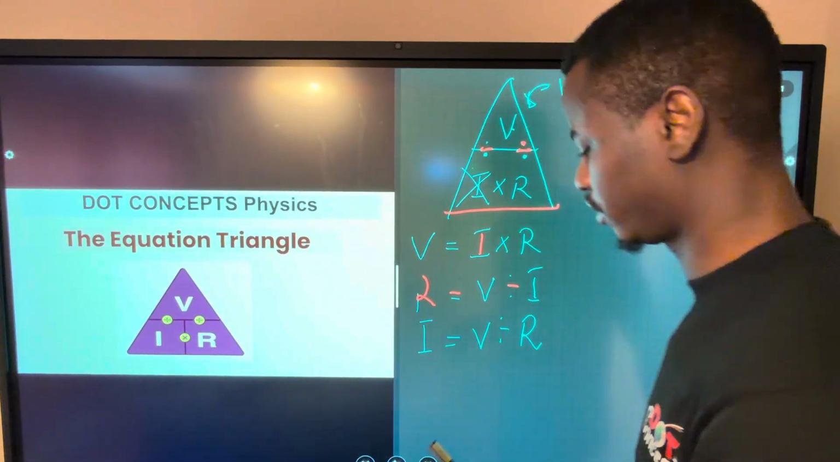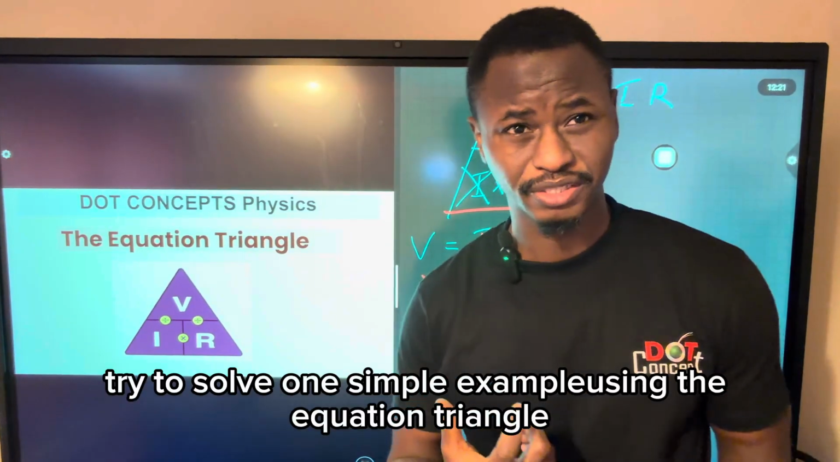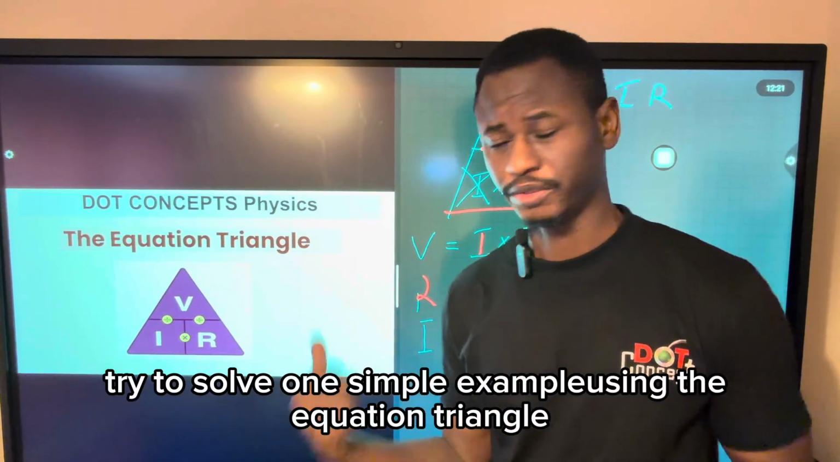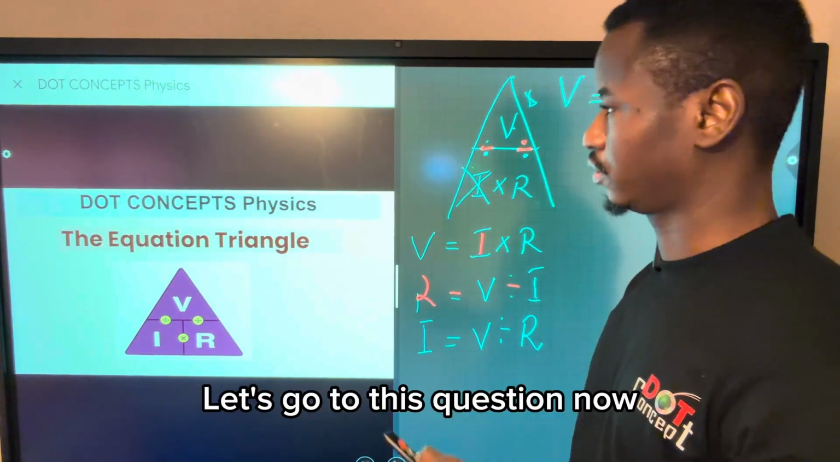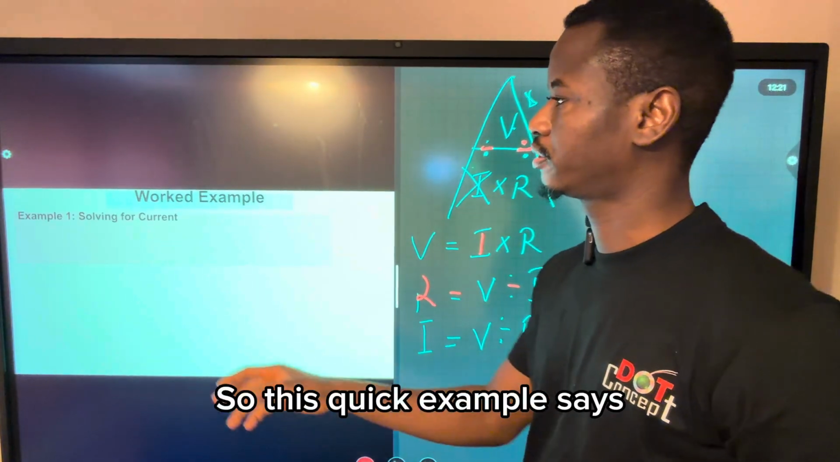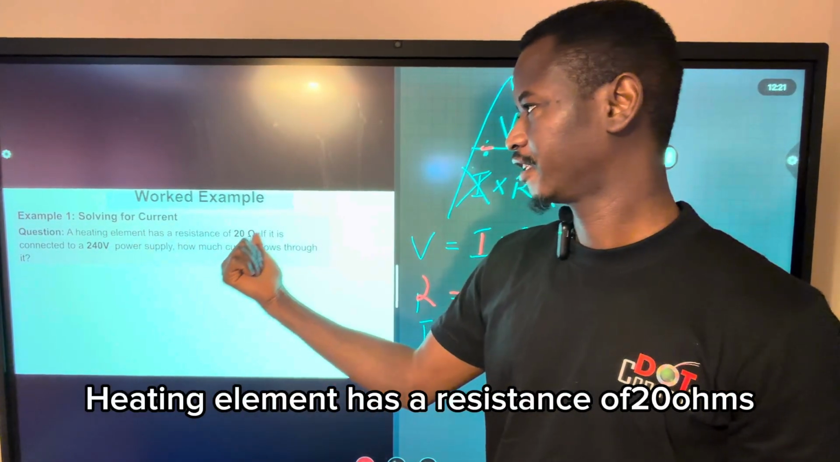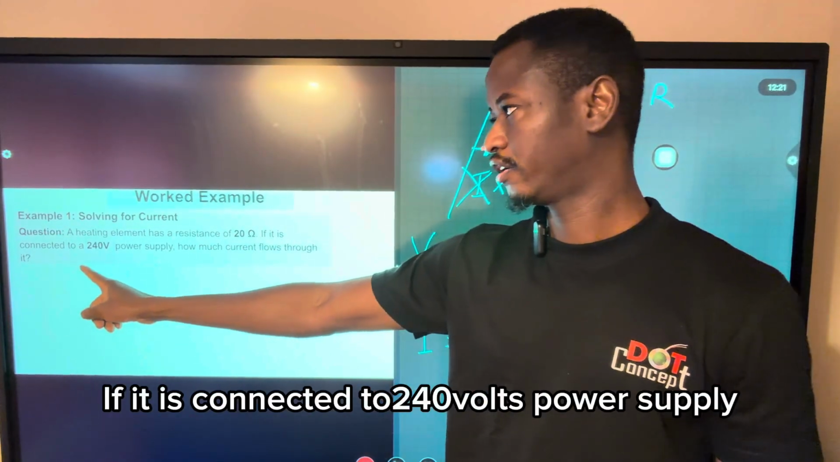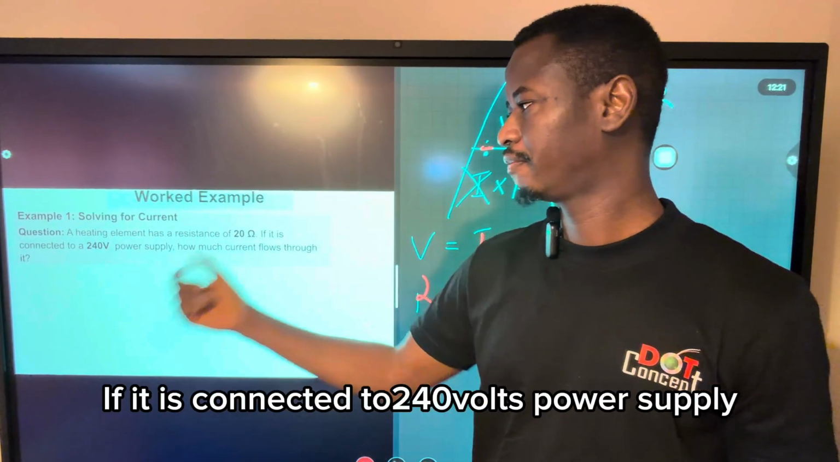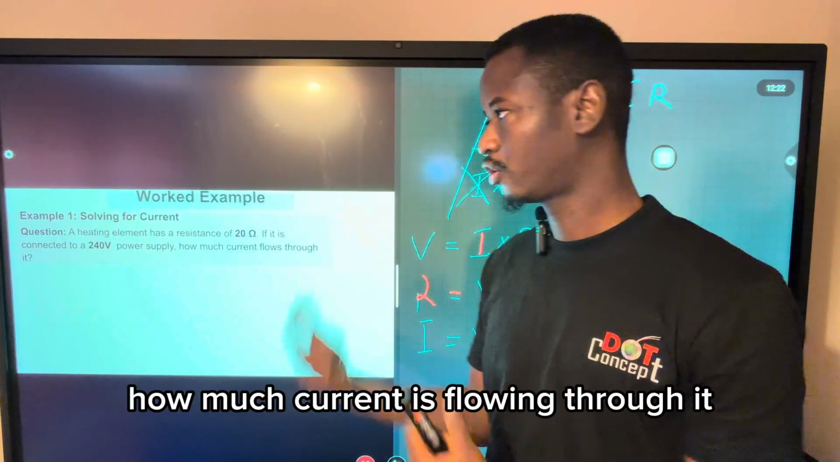So let's take it further now. Try to solve one simple example using the equation triangle. All right, so let's go to this question now. This worked example says a heating element has a resistance of 20 ohms. If it is connected to a 240 volts power supply, how much current is flowing through it?